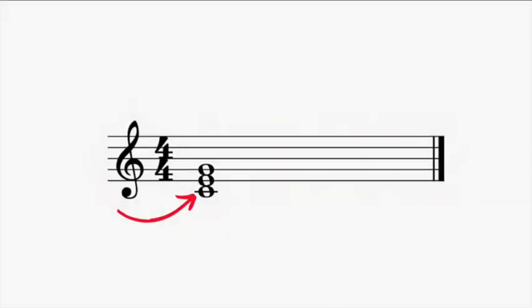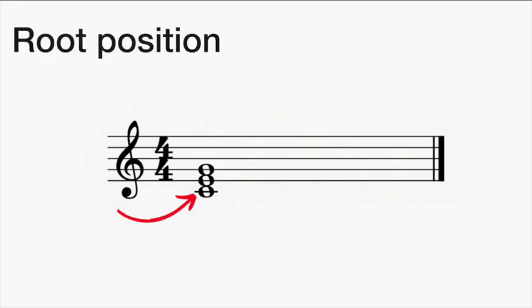For example, here is our C major chord again, and here it's in what's called root position. Root position refers to a chord in which the lowest pitched note of that chord is also the one which it's named after, i.e. here we have a C major chord and the lowest pitched note is a C.